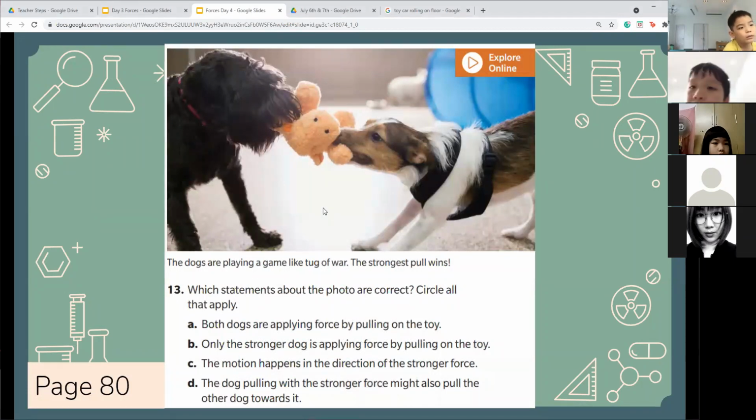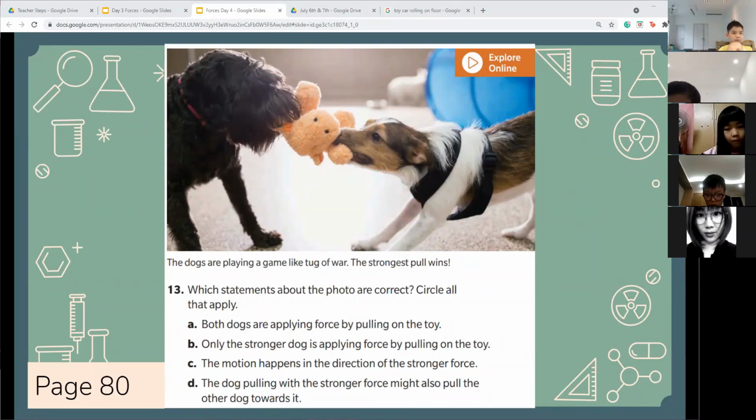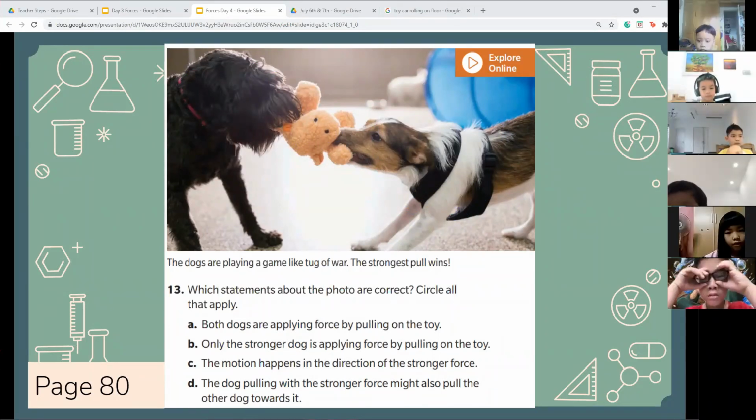Okay, if you have your books, you can turn to page 80, and we're going to answer question 13. I would like everyone to read question 13 to themselves. There is more than one answer. Read A, B, C, and D, and choose which answers you think are correct. Let's have someone read A, and tell me if it's true or false.